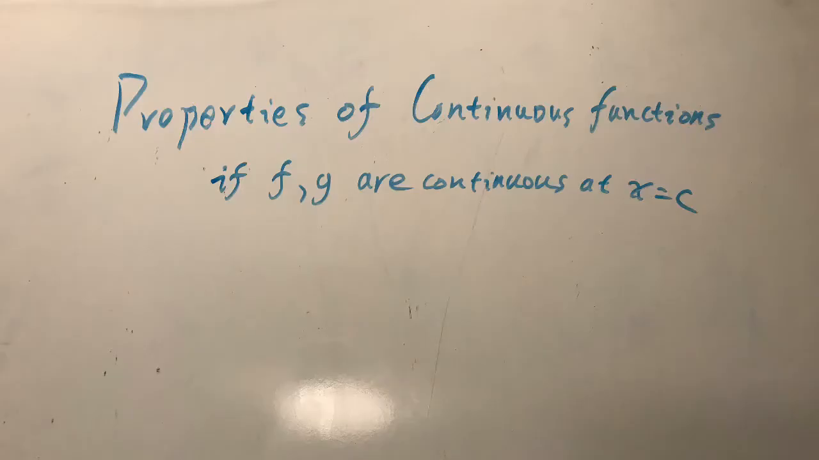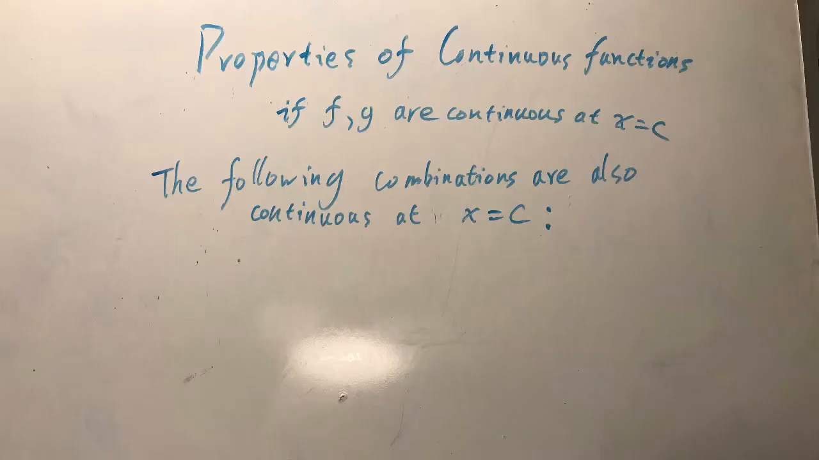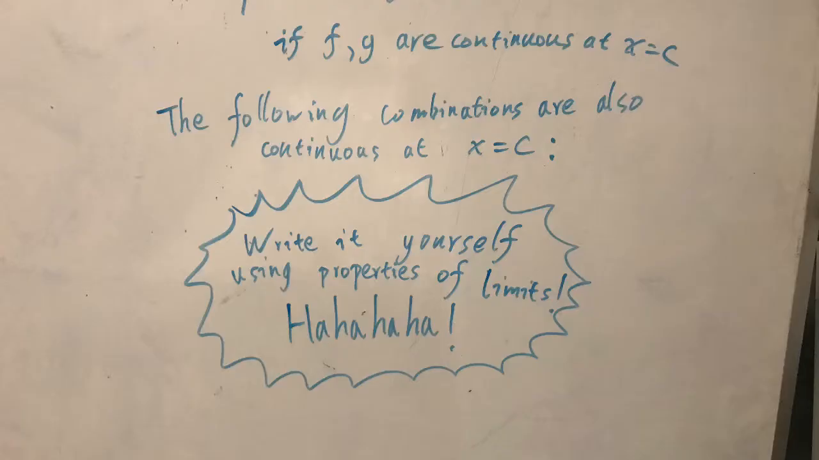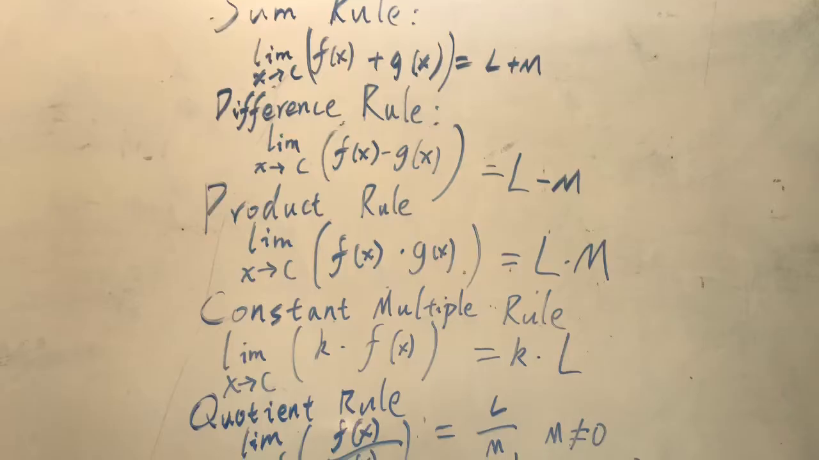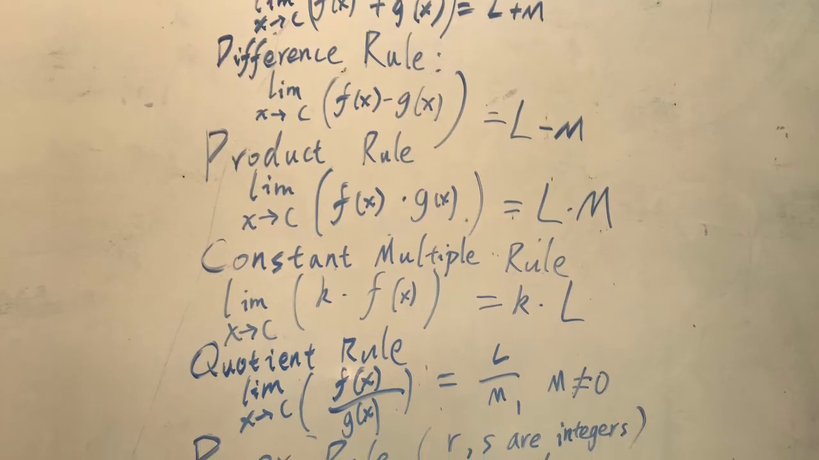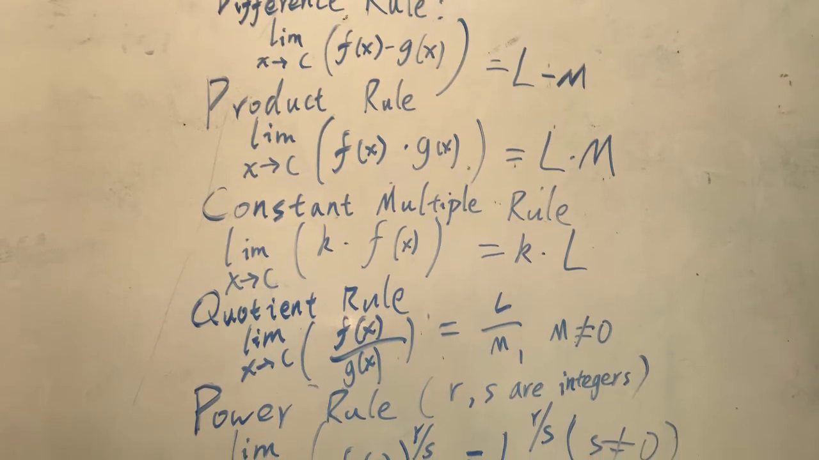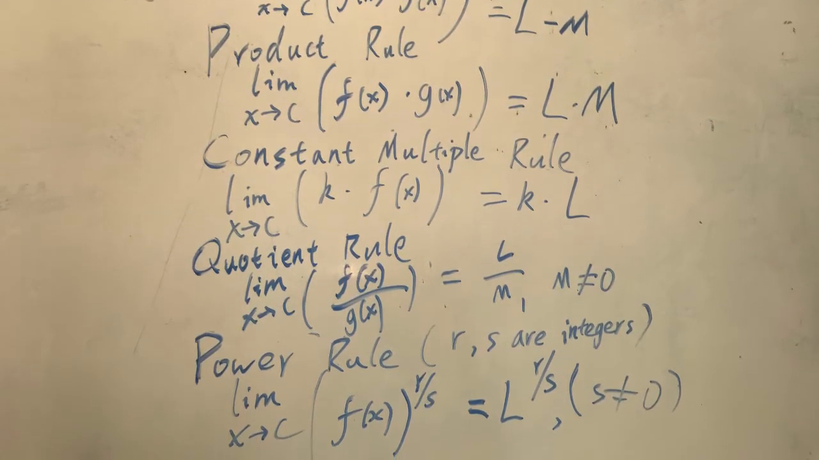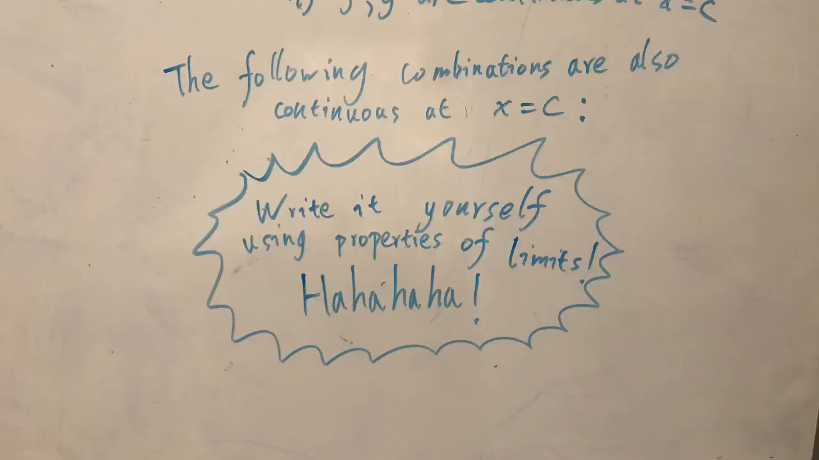Now, we're almost at the end. Let's talk about, last but not least, the properties of continuous functions. If f and g are continuous at x equals c, the following combinations are also continuous at x equals c. However, I will let you guess what they are. Please guess using the properties of limits and write it down yourself. If you combine the properties of limits and the definition of continuity, you can get one continuous combination of functions from each of the limit properties. You can pause the video here and try to write it down yourself. When you finish it, please unpause the video.